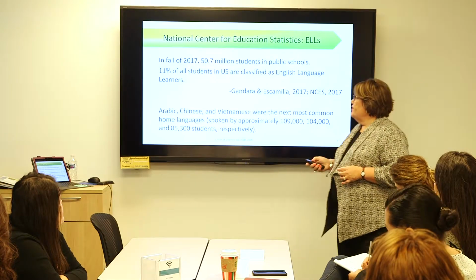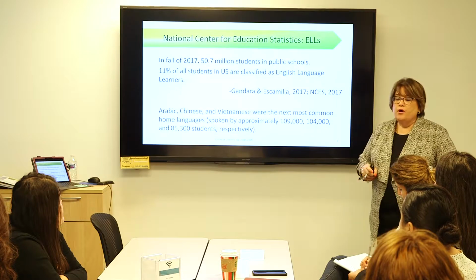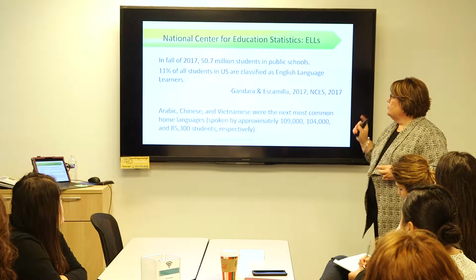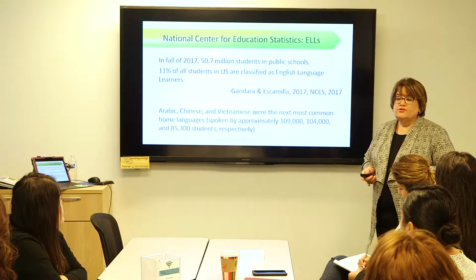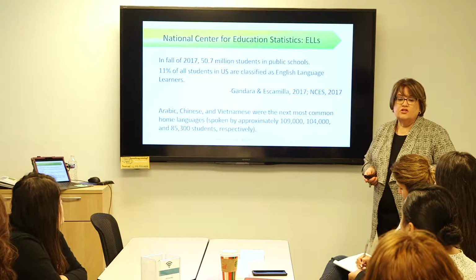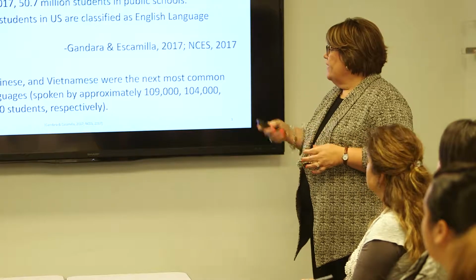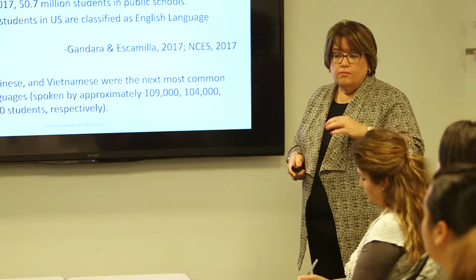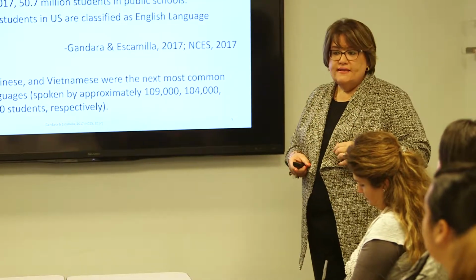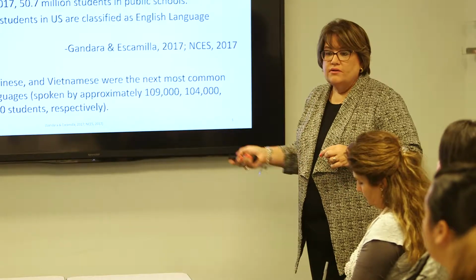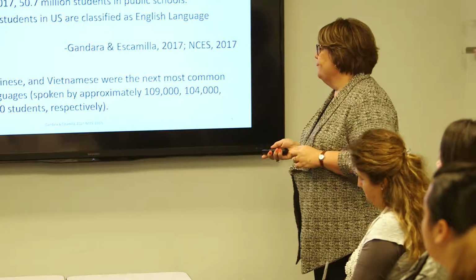In the fall of 2017, there were 51 million students in public schools. 11% of all students in the US are classified as English learners. And we know that Arabic, Chinese, and Vietnamese were the most common home languages. Is that something similar here in Chicago? These are the next languages? Yeah.